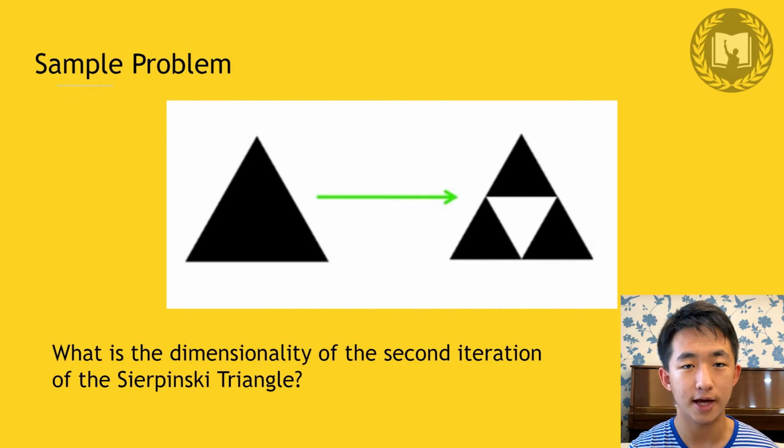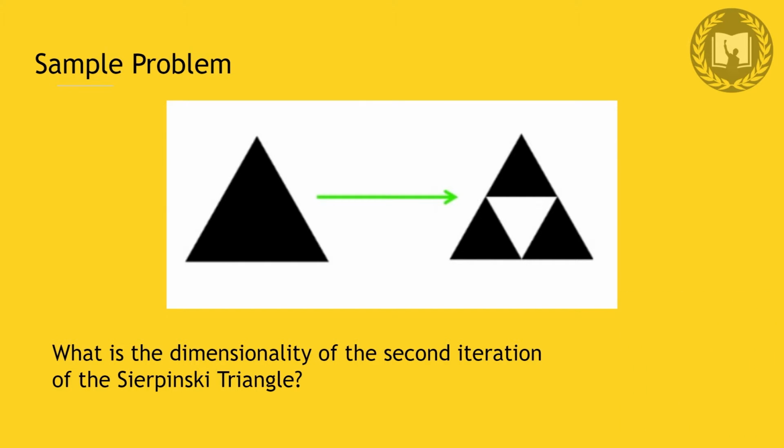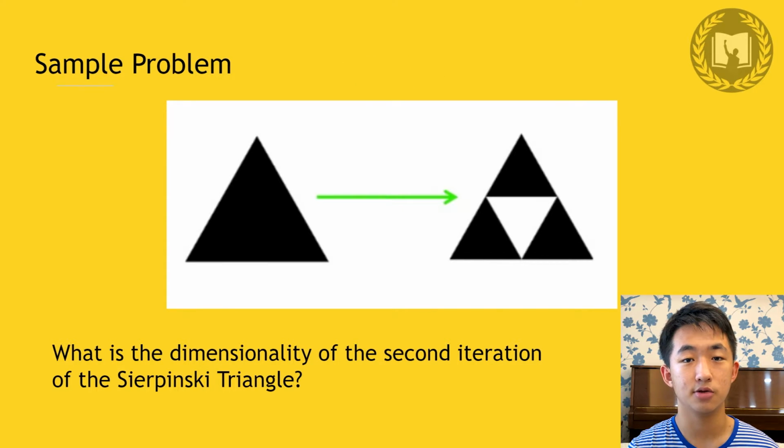And also know that dimensionality is log n over log s. Furthermore, keep in mind that color is very important in this case, so please consider the individual colors of the triangles themselves. Now that time is up, let's look at the solution to this problem.